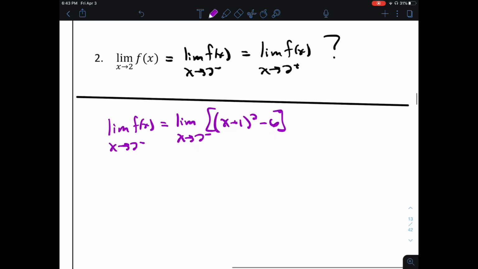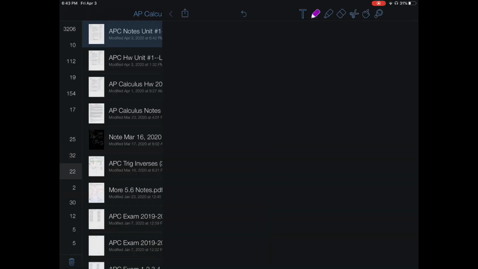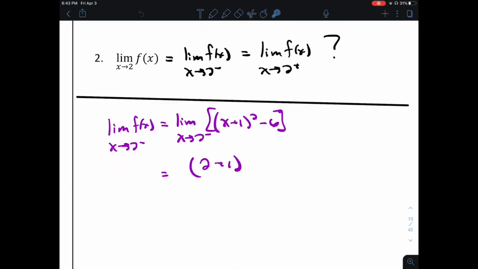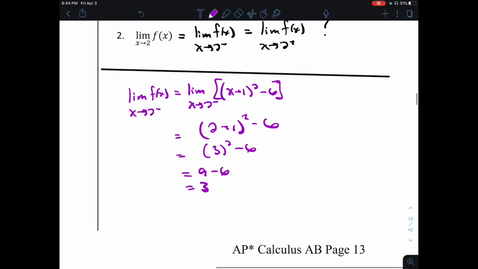And once again, we can use substitution for this. Replace the x with a 2. Now you might be asking, how do I replace this x with the 2 from the right or the left? What's the difference? Well, when you put the 2 in, it doesn't make a difference. This left or right is determining which piece of the function you're going to use. Once you have the piece of the function in, you're not concerned with the left or the right part, you're just putting the 2 in. 2 plus 1 is 3. 3 squared is 9. 9 minus 6 is 3.